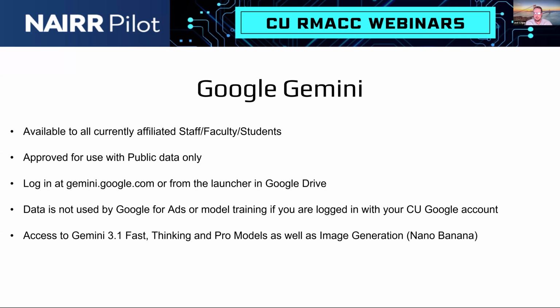This Google Gemini at CU has access to Gemini 3.1 fast, thinking, and pro models, as well as image generation. Connor mentioned how things change so quickly. Just in the time it took me to work on this presentation, they released Gemini 3.1. It was Gemini 3 for a while. So just as you go to use these tools, they're going to change a lot, and that's something to look out for. So next slide.